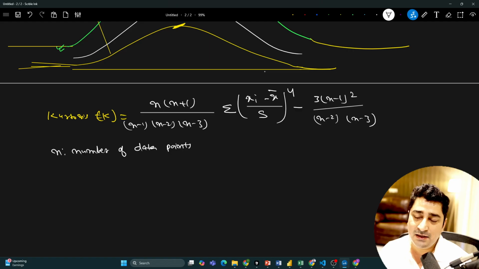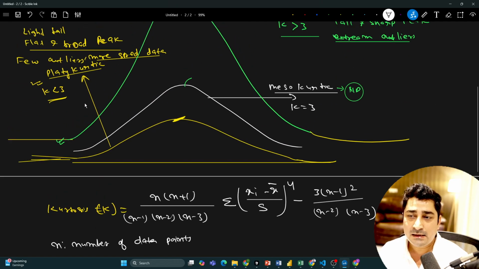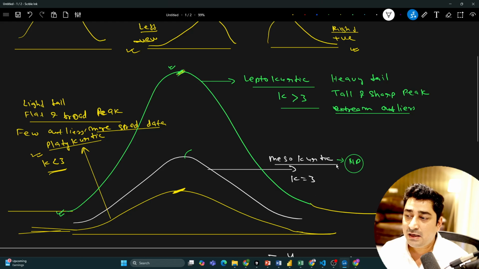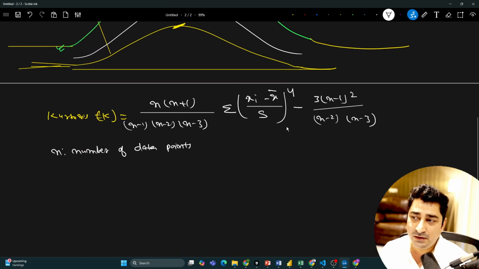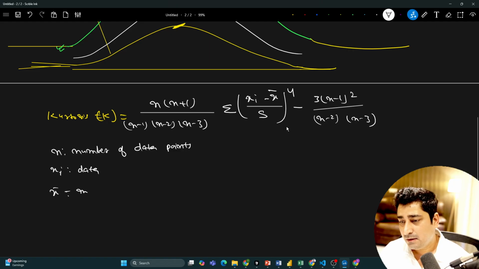And we know that if k is lesser than 3, what is the meaning of it? If k is equal to 3, what is the meaning of it? And if k is greater than 3, what is the meaning of this one? Xi is a data point, the data itself. X bar is the mean or average. S is the standard deviation.